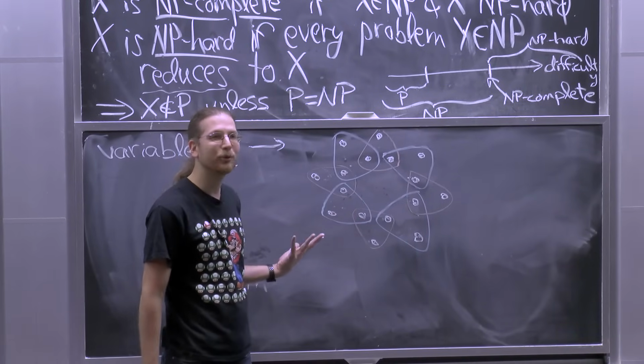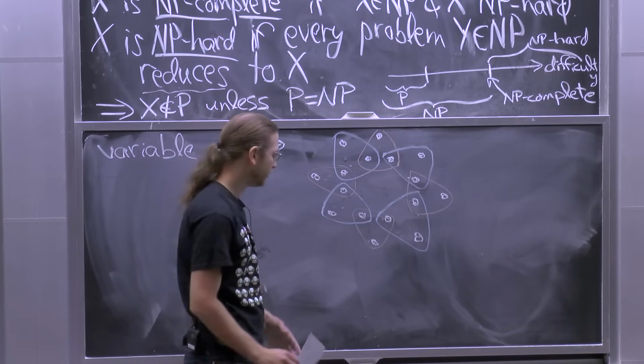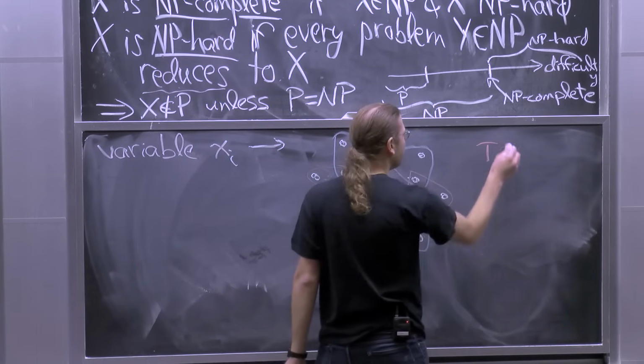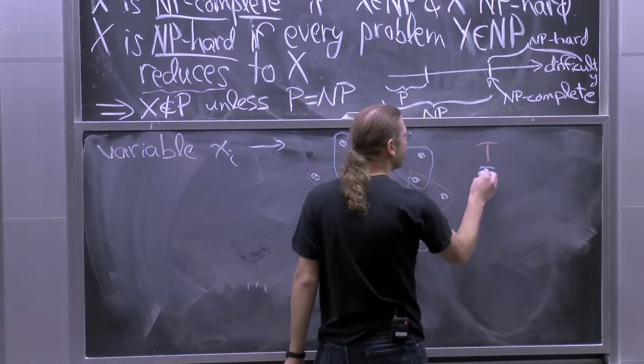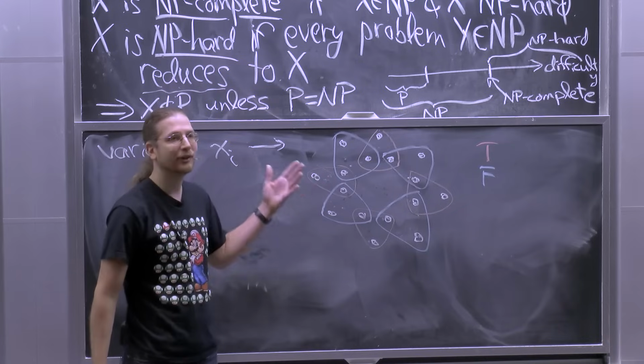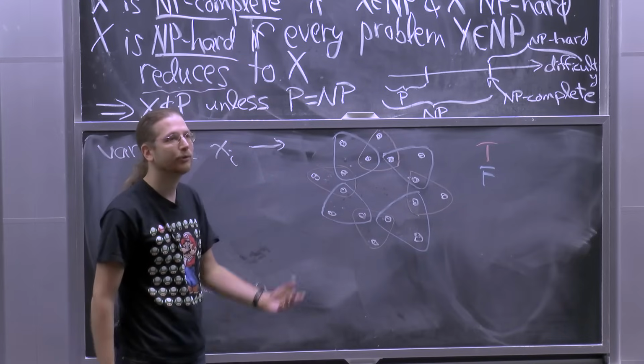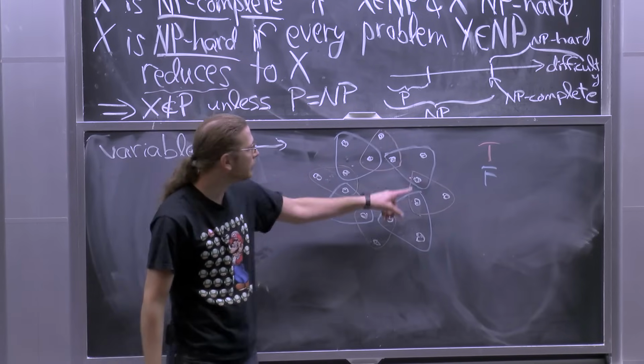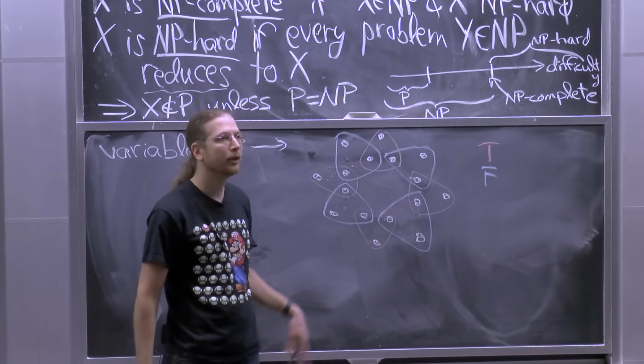One of them is true. The other one is false. Okay, let's say that red is true and blue is false. In general, when you're trying to build a variable gadget, you build something that has exactly 2 solutions, one representing true, one representing false. Now, how big do I make this wheel?